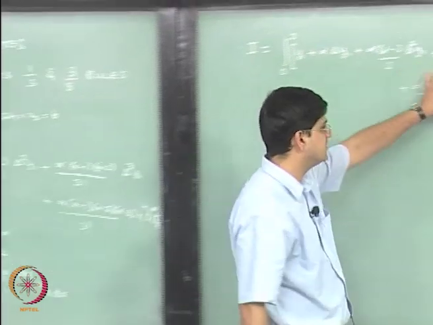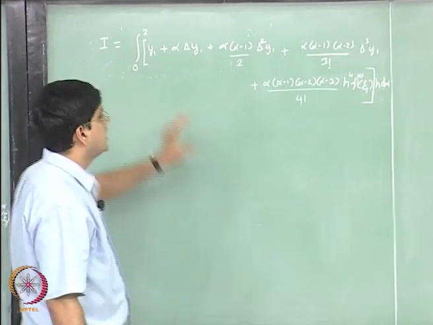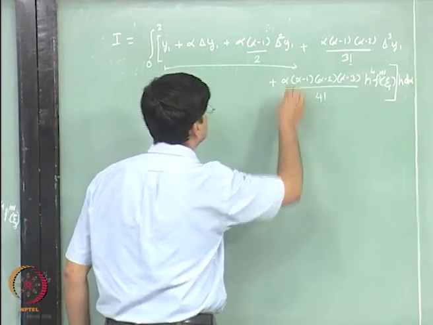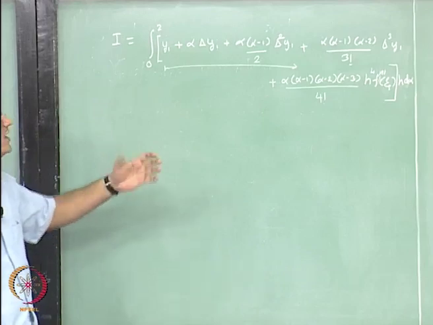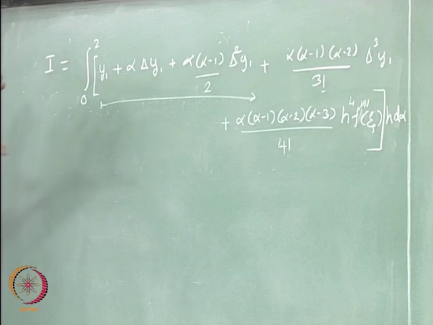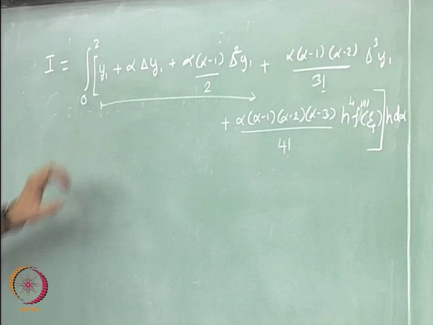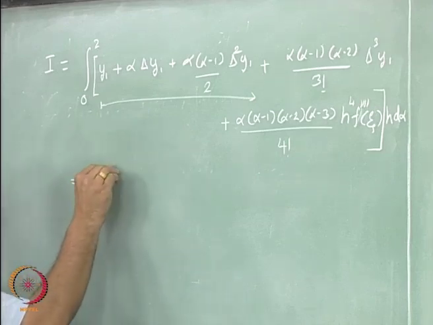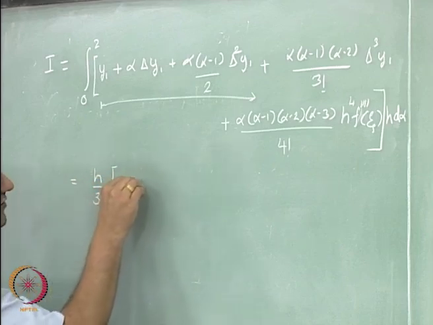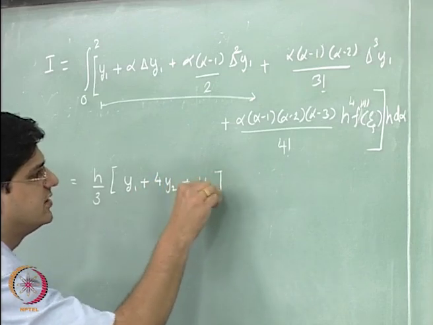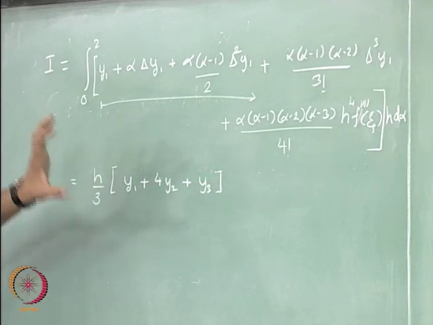Again this is something that we have done in the previous lecture. Okay. In the previous lecture we had considered all these terms, and based on these terms we had obtained the integral I using the Simpson's 1/3 rule, and that particular result essentially gave us h divided by 3 times y1 plus 4 y2 plus y3. Okay. That was the result that we derived in the previous lecture.